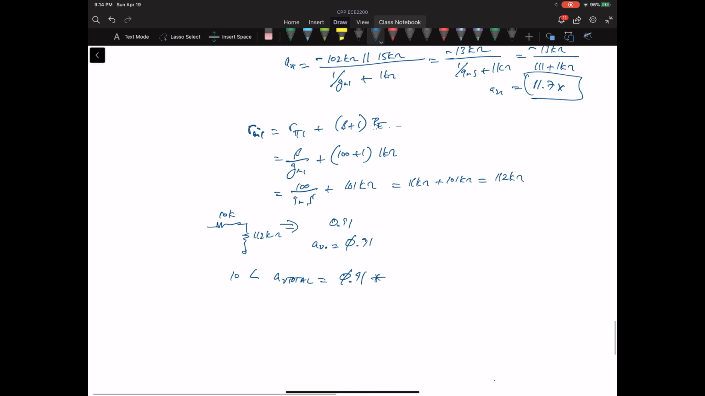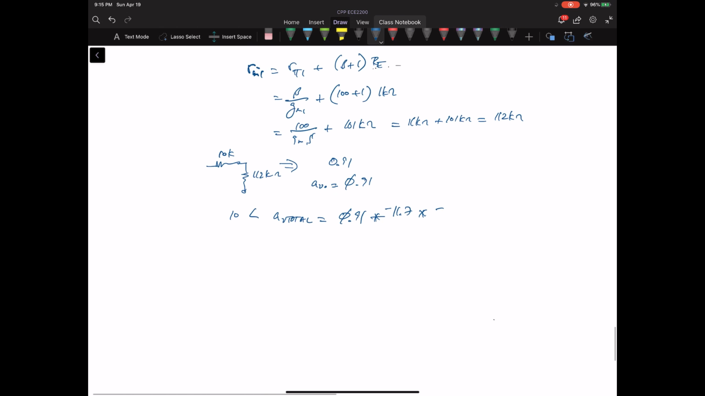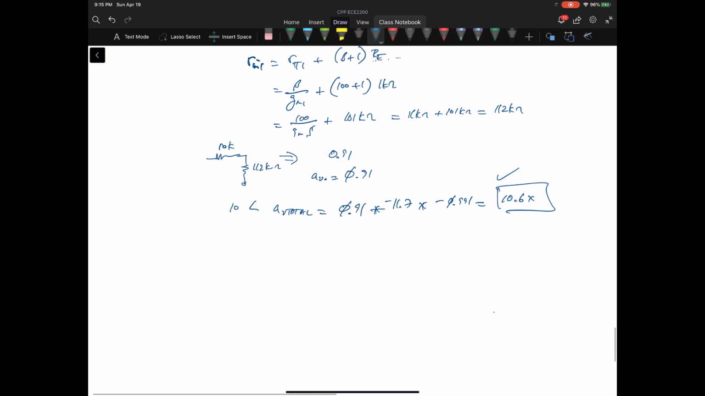times 11.7 times the gain of stage 0, 0.91. Hopefully we're still over 10. Oof, just barely made it. 10.64x. Okay, so that's our total gain. So we met our requirement, but just barely. And we wanted to get a quick result out.